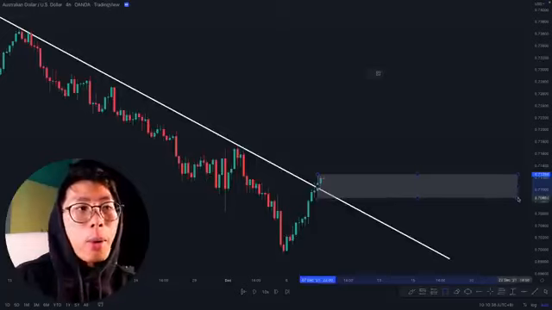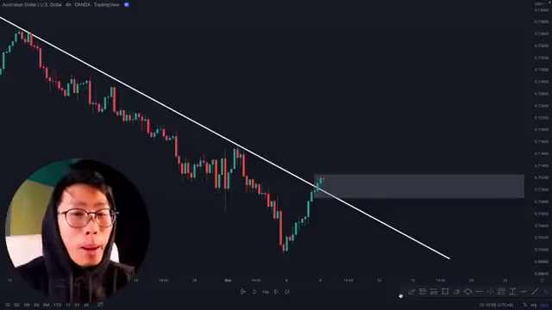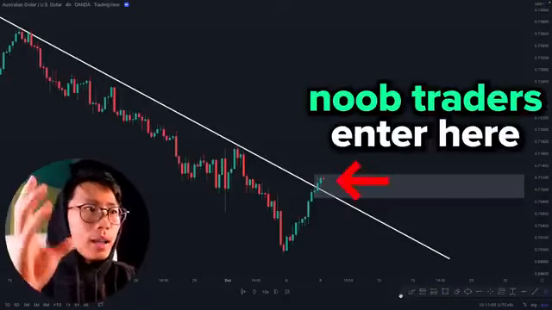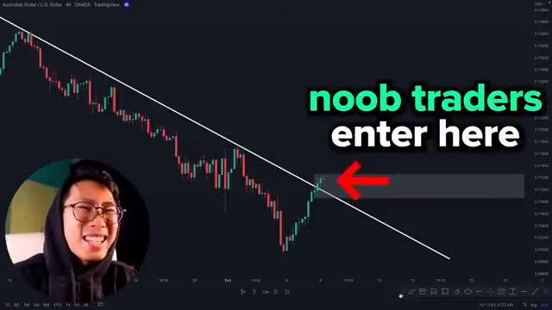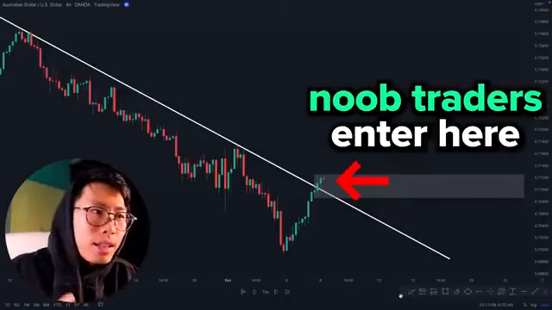Just drag the entire box to the right like this. These two candlesticks are the ones that broke out of this trend line. Remember guys, you do not want to enter immediately when price breaks out of the trend line. That is the newbie way to trade.